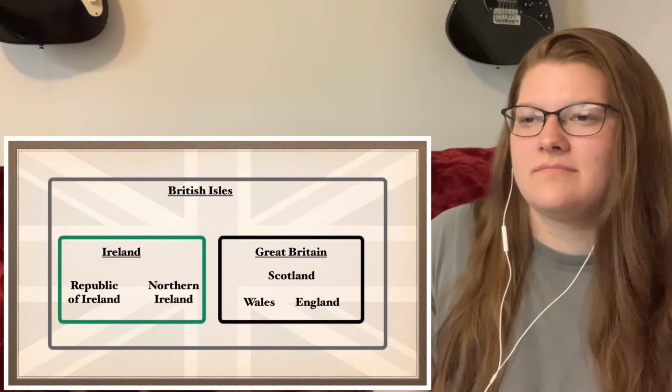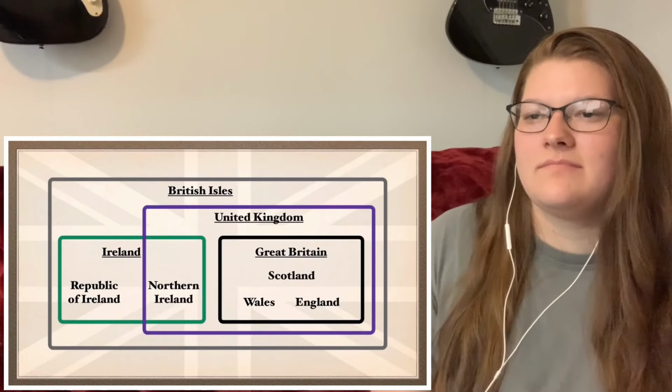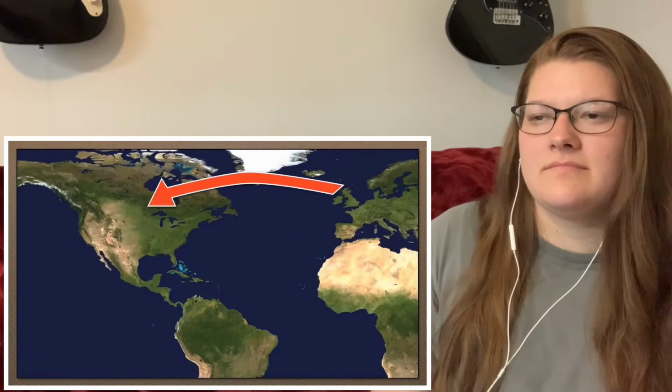These last three, when combined with Northern Ireland, form the United Kingdom. There are still many unanswered questions, such as why when you travel to Canada is there British royalty on the money? To answer this, we need to talk about empire.